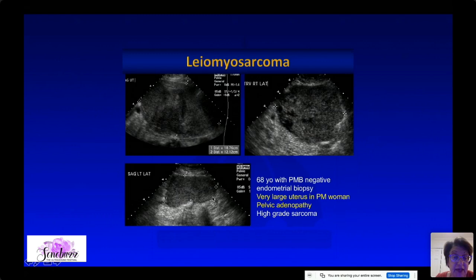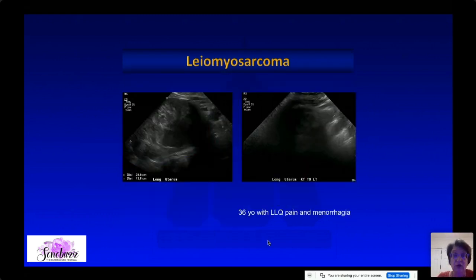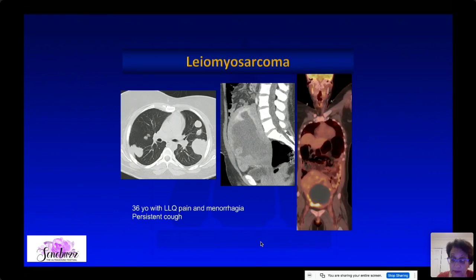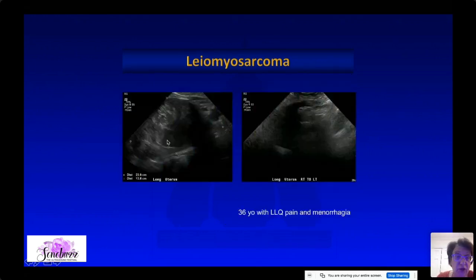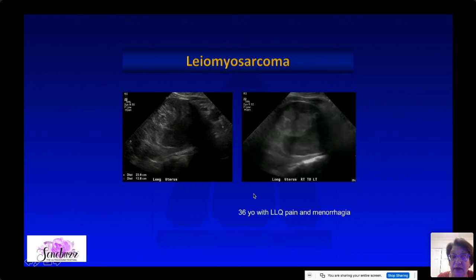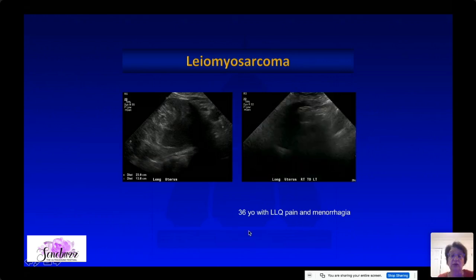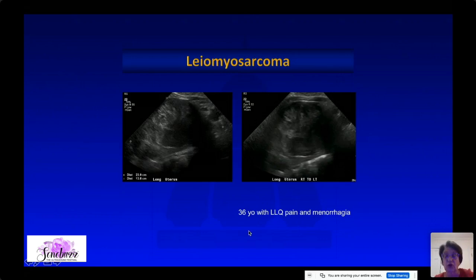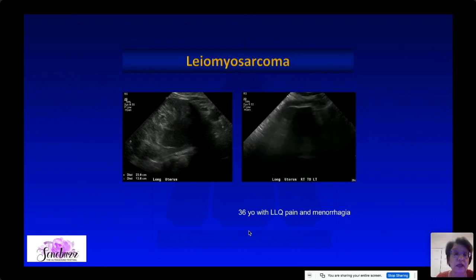And so we know then that it is very likely that it's going to be a sarcoma. And it turned out to be a high-grade sarcoma. And look at this lesion. I'm sorry, this was a young woman, 36 years old, with, again, a very, very large uterus, 24 centimeters, heterogeneous, but in a young woman like this, you wouldn't necessarily think about sarcoma. So we just said she had fibroids, and she had a persistent cough.